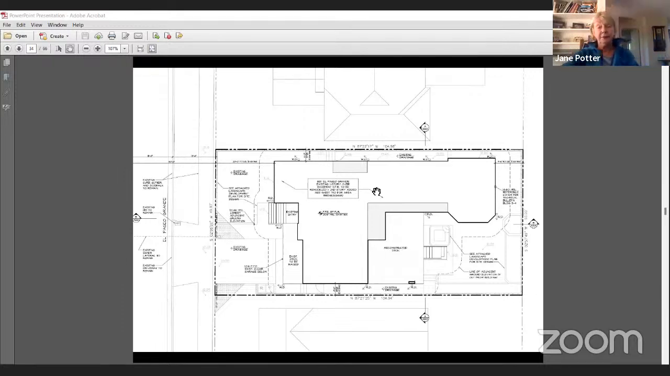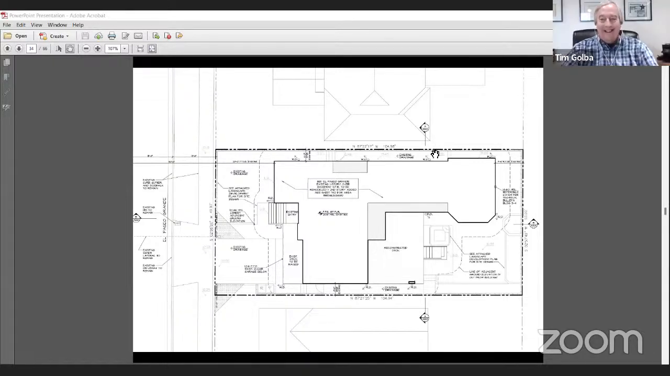Let's see. My chat room. Let's see. His screen is up, so I can't tell whose hands are up or any of that kind of thing. So, Phil has his hand up.